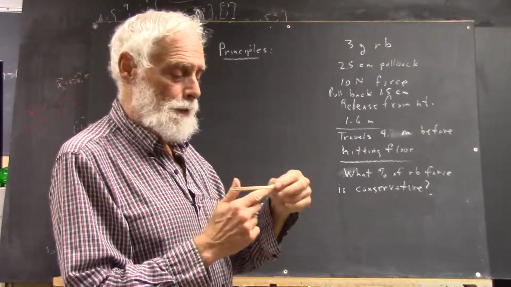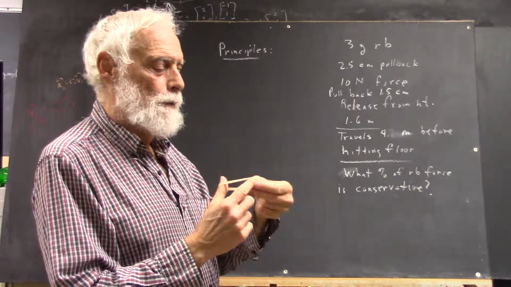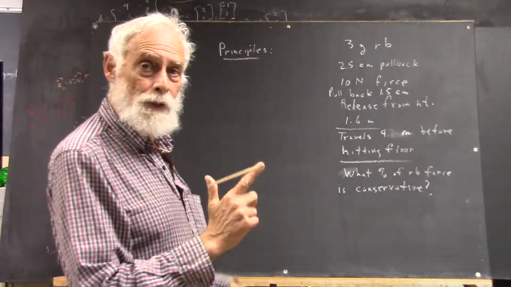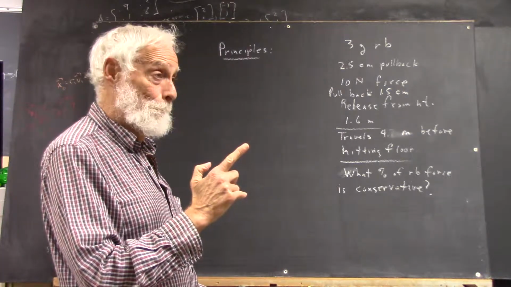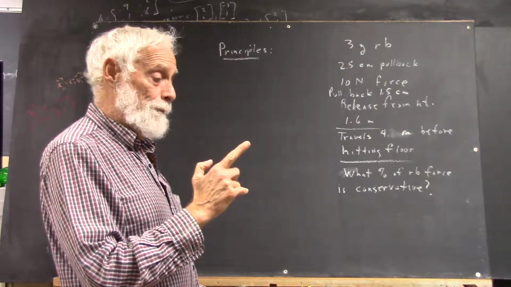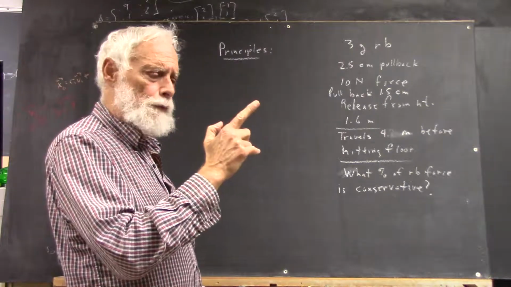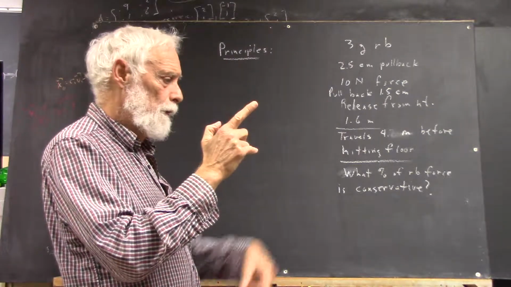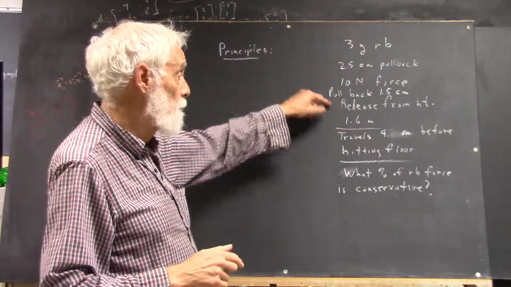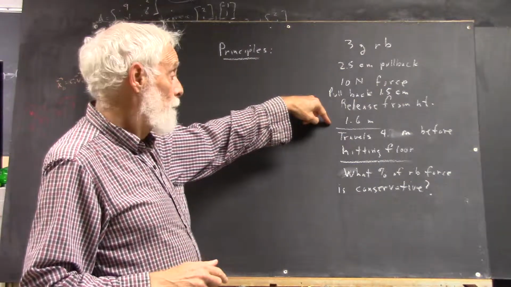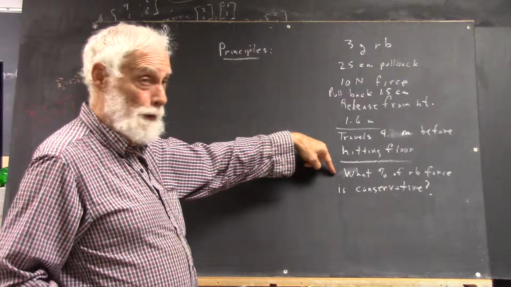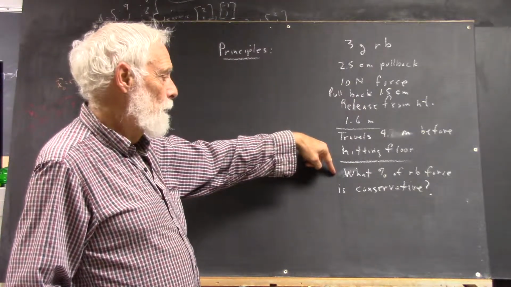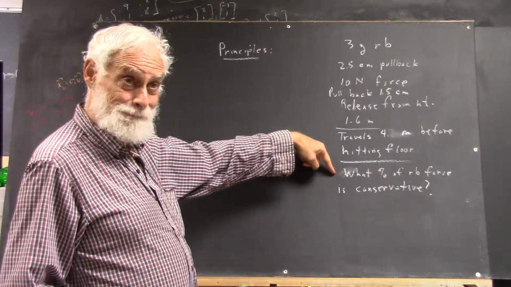Okay? Then I pull it back 1.5 centimeters and shoot it at a 45-degree angle, and there it goes, right? Okay? And I shoot it from a height of 1.6 meters above the floor. It lands on the floor 4.2 meters away. And my question is, totally off-the-wall question, what percent of the rubber band force appears to be conservative?